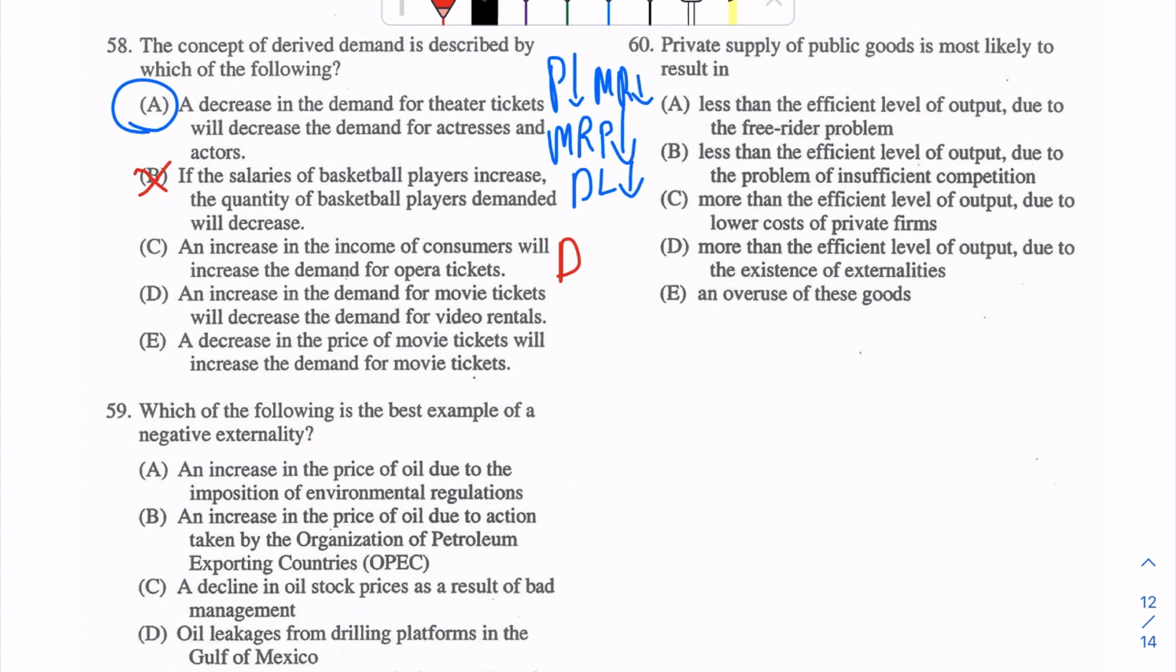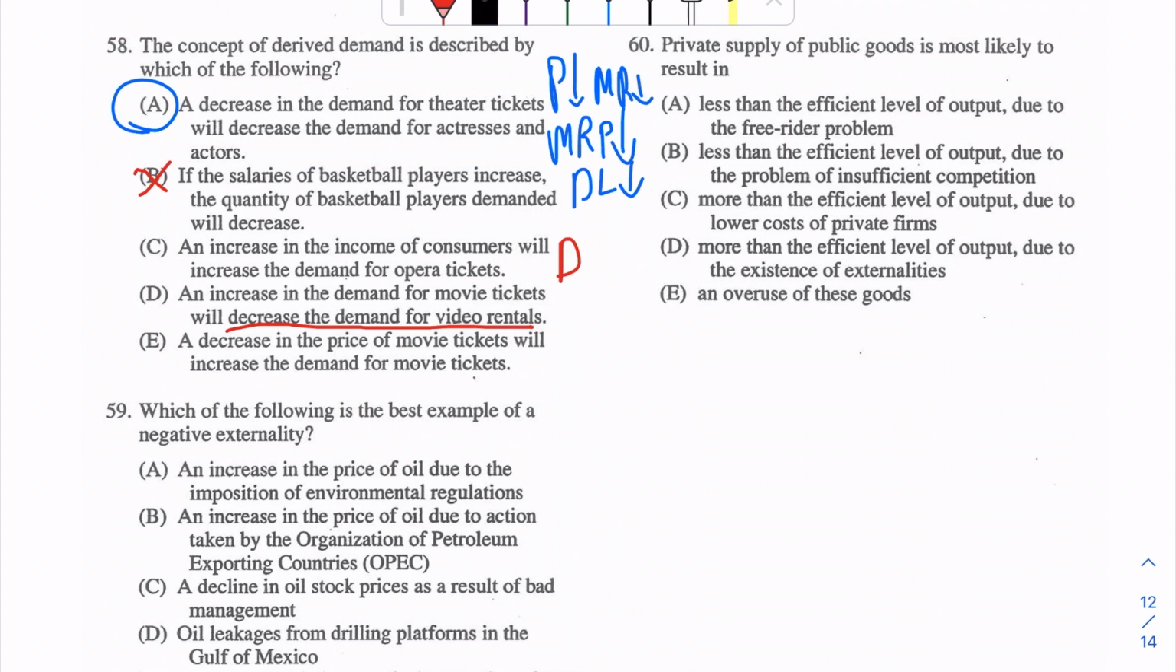Derived demand is the whole where does it start? It starts in the product market. Like the iPhone example, remember if the price of iPhones goes up, your marginal revenue goes up on the iPhones. So that is derived demand, because of the product market. Now it's not D, because an increase in the demand for movie tickets decreases the demand for video rentals, right? Because again, it's not the labor, so it's not D or E.